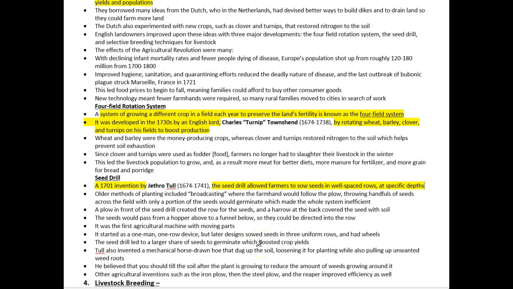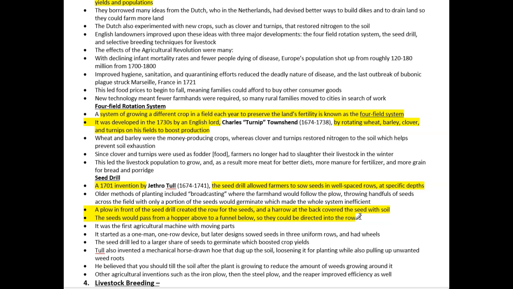Older methods of planting included broadcasting, where the farmhand would follow the plow, throwing handfuls of seed across the field, with only a portion of the seeds germinating, which made the whole system inefficient. A plow in front of the seed drill created the rows for the seeds, and a harrow at the back covered the seed with soil. The seeds would pass from a hopper above to a funnel below so that they could be directed into the row.